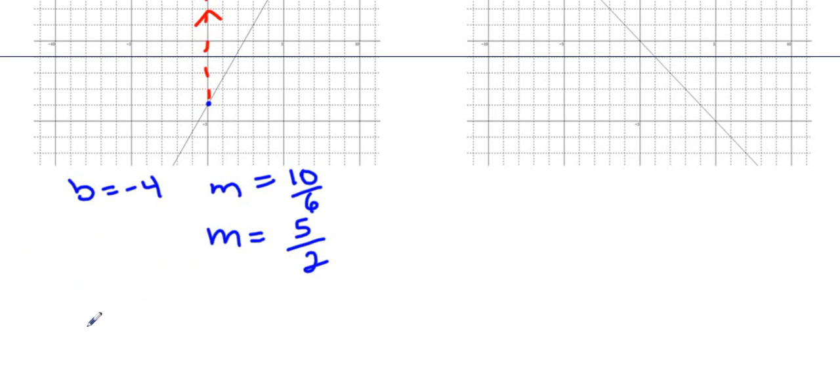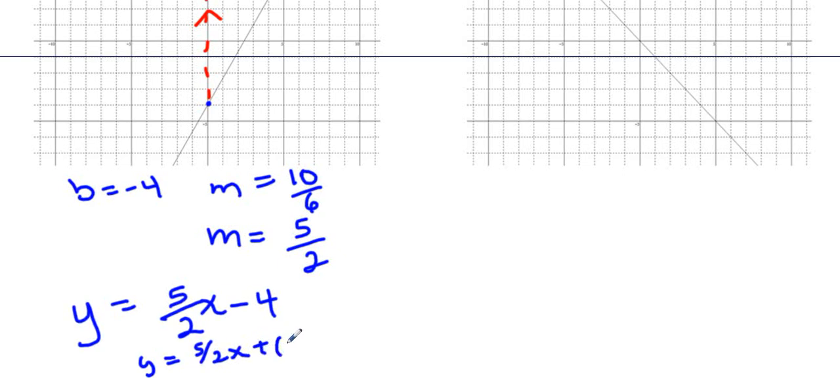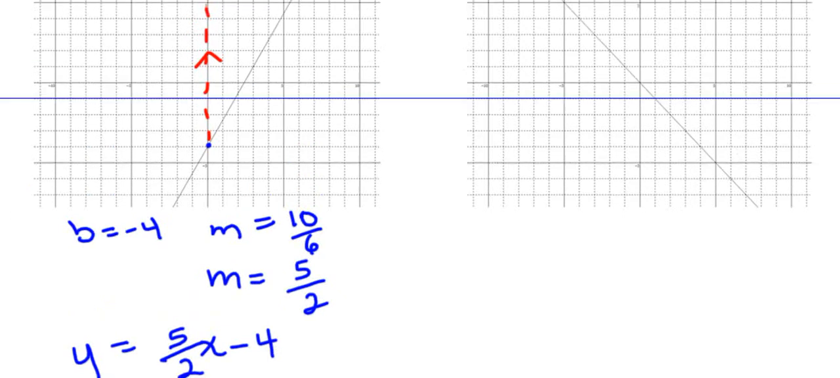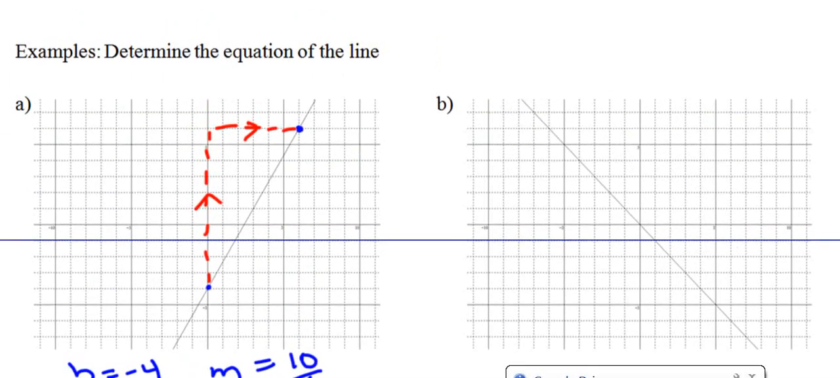My b doesn't change, and I'm going to put that into an equation. So y equals, this is the slope, so this is the one that has the x attached to it, and then minus 4. I wouldn't write y equals 5 halves x plus minus 4 like that, because we don't generally do that. Instead of a plus minus, we just write minus. So that's y equals 5 halves x minus 4. Okay, you guys pause the video now. Go ahead and try to find the equation of b, please.